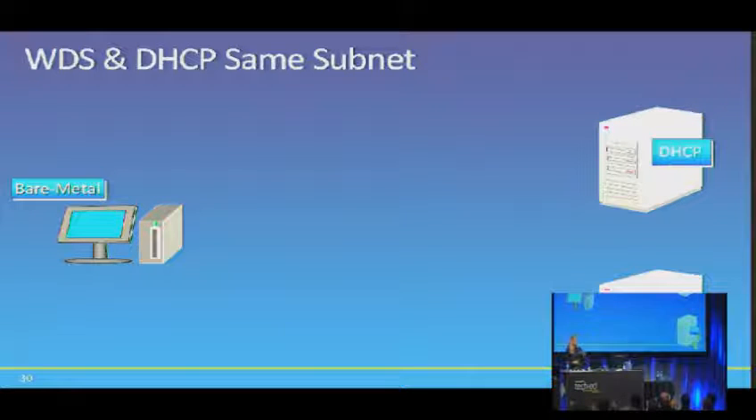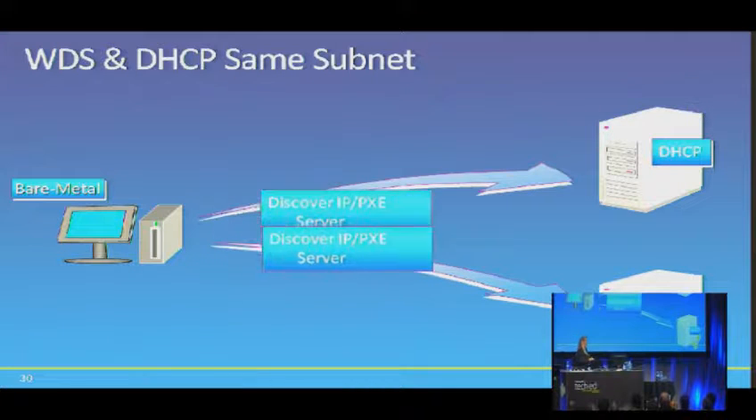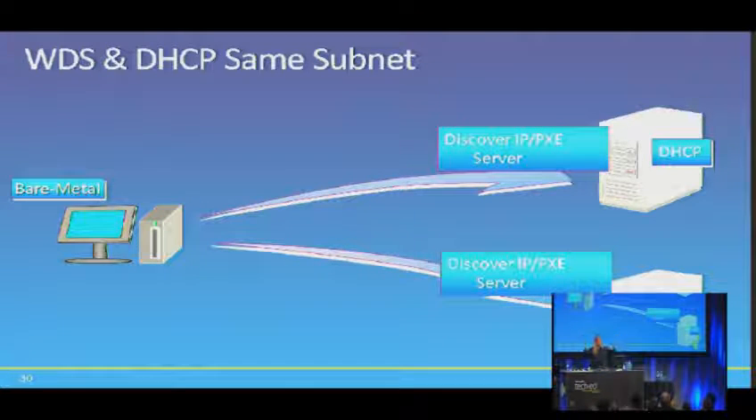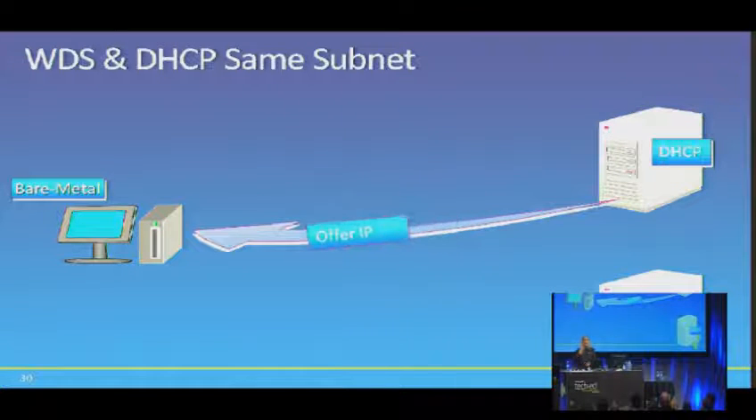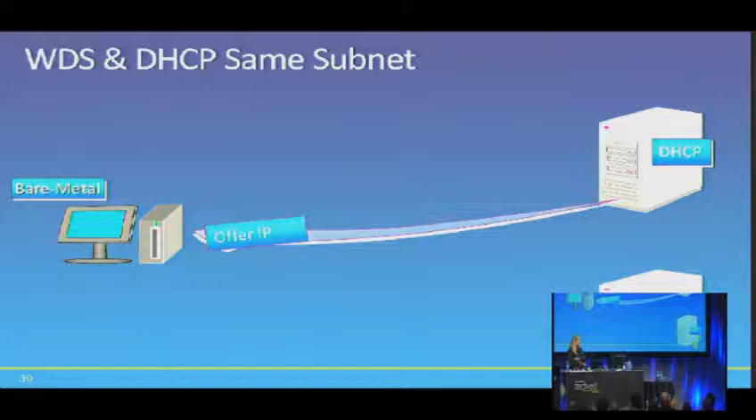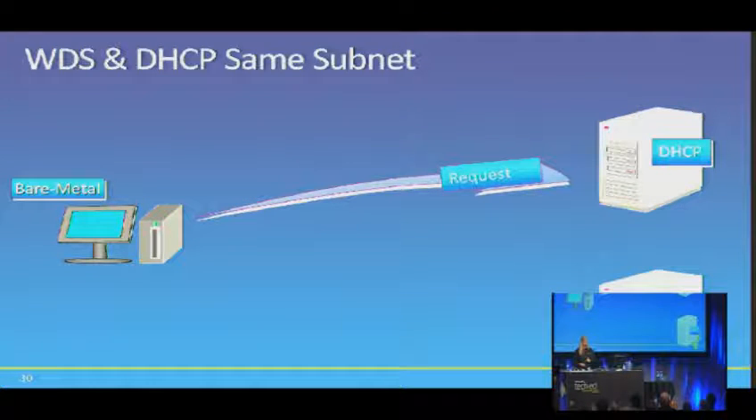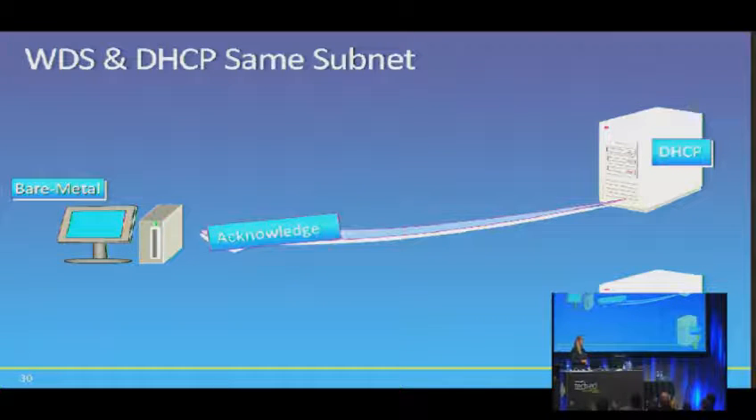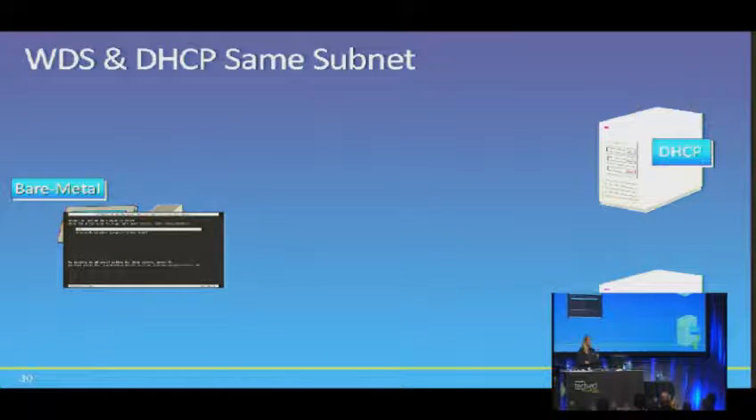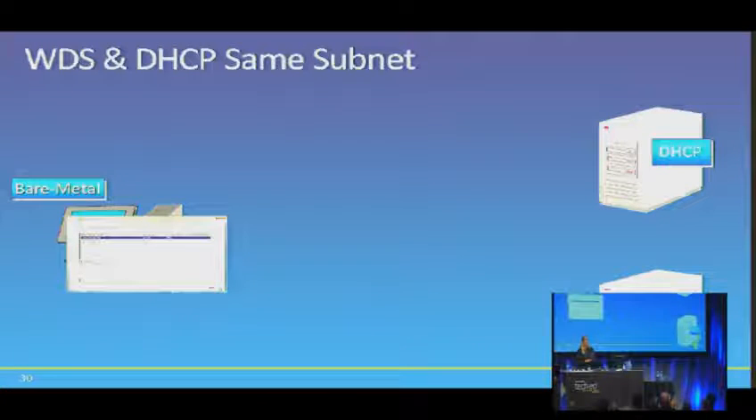So both are listening on UDP port 67. Your client boots up and sends out a Discover packet to UDP port 67. They both get it. Open it up and look at it. Well, WDS doesn't actually have a scope of IP addresses, so it can't offer you an IP address. The DHCP server offers an IP address, and WDS sends over that PXE client packet saying, hey, I'm the WDS server. Bare Metal requests the IP address be assigned to its MAC. DHCP acknowledges that request. And then you get your boot images and your operating system images.